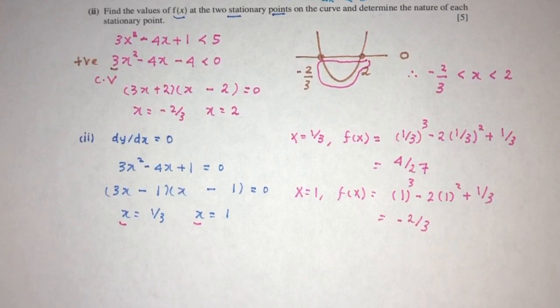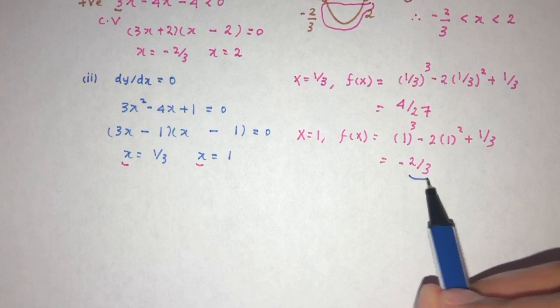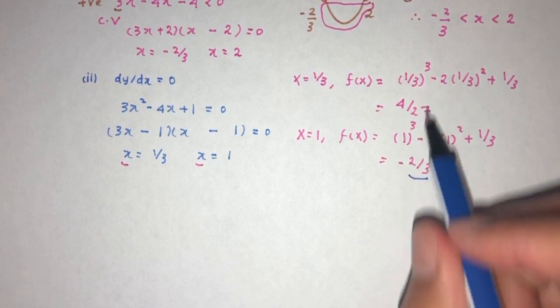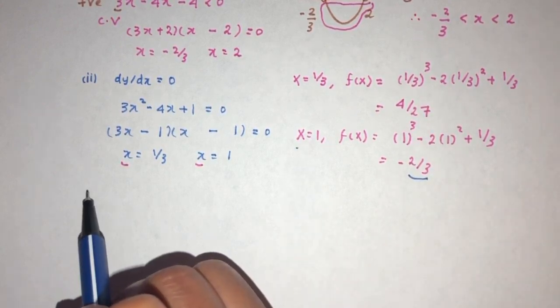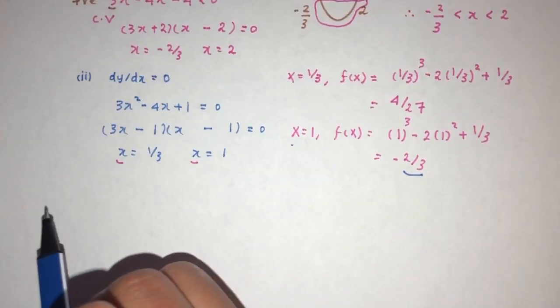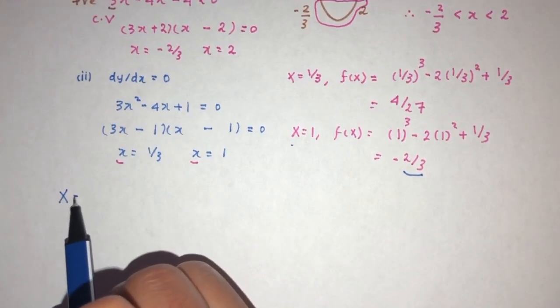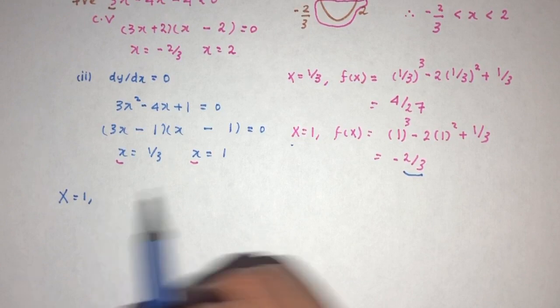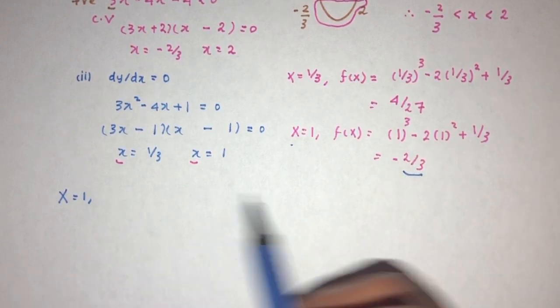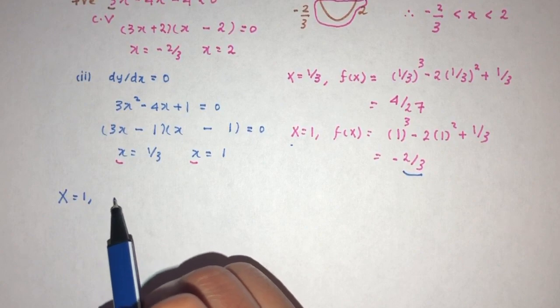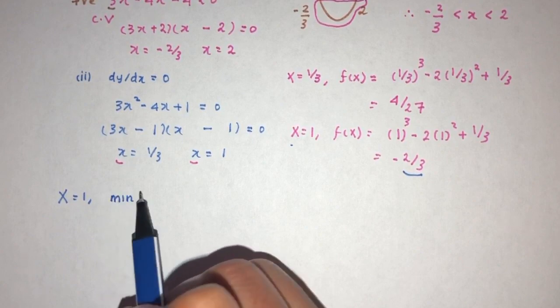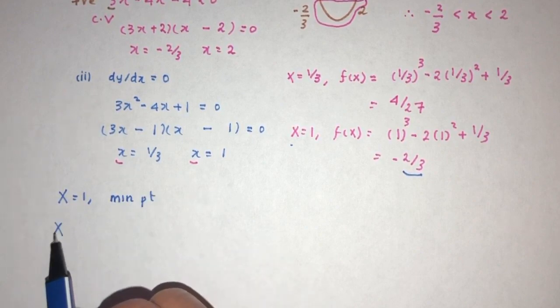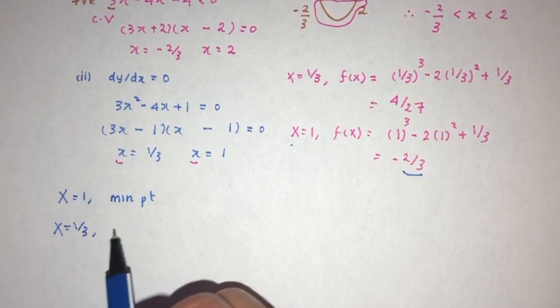Okay, so here we have to find the nature of those 2 points. So obviously you can see one of the values here is negative, one is positive, so one is less than the other one. So when x is equal to 1, what point would that be? Nature, as you can see, it is negative here. It will be obviously below, so it has to be a minimum point. And this one, 1 over 3, should be a maximum point.